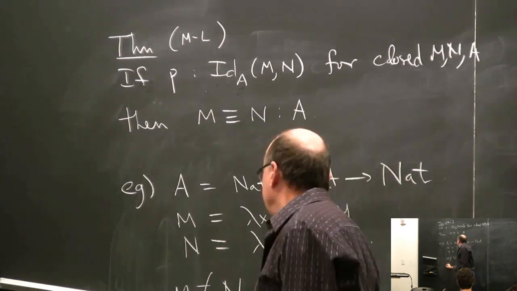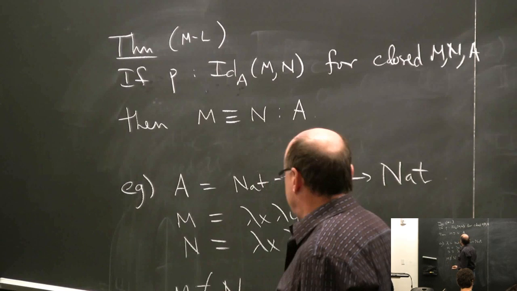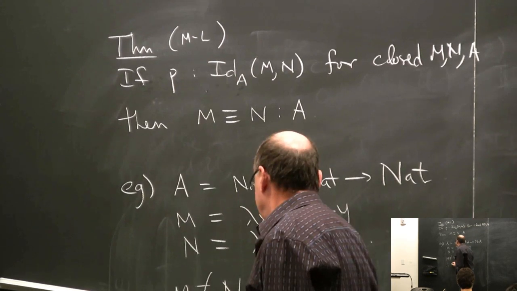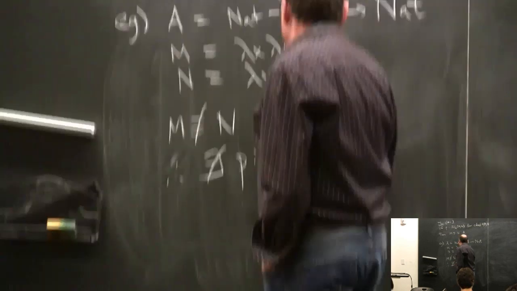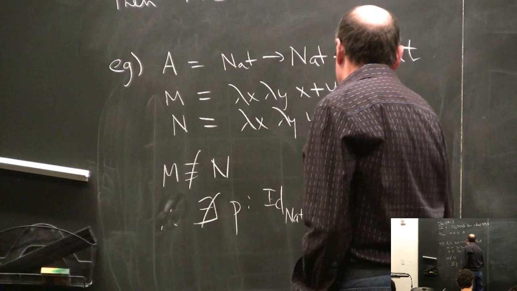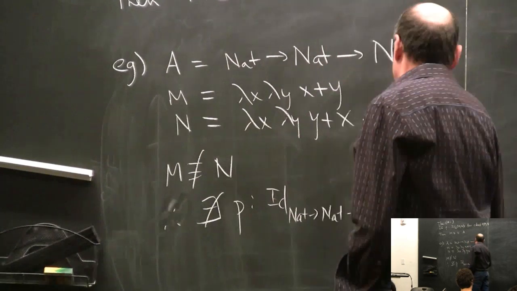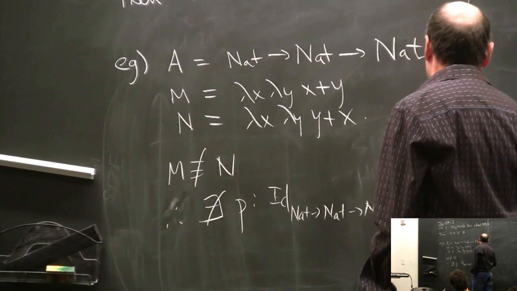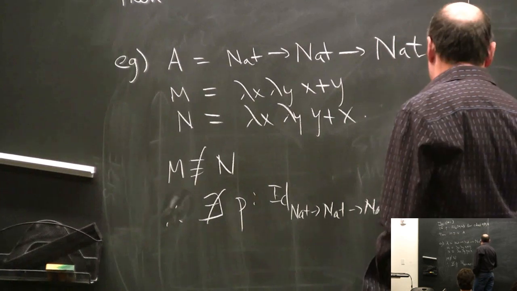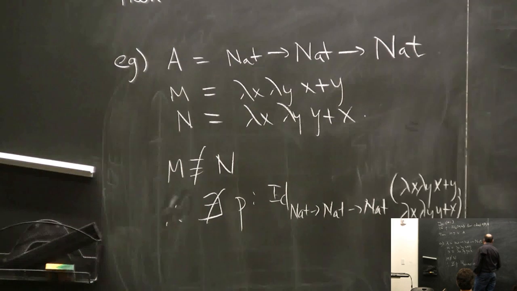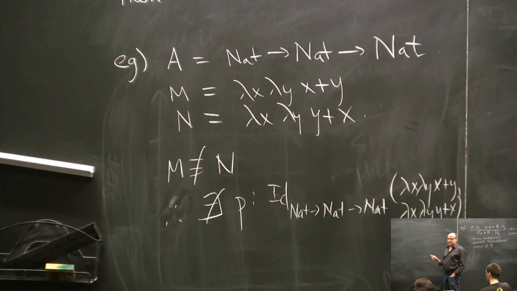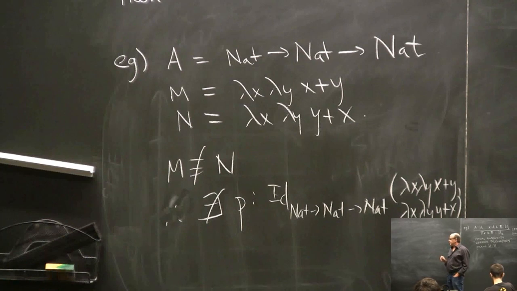And therefore, there is no proof that, as elements of nat arrow nat arrow nat, they are equal. And now I know what you're thinking. You're thinking, wait a minute, you just told me last lecture that these two things are equal. I know. Hold on a second. Okay? There's no proof term. There's no P of that type.